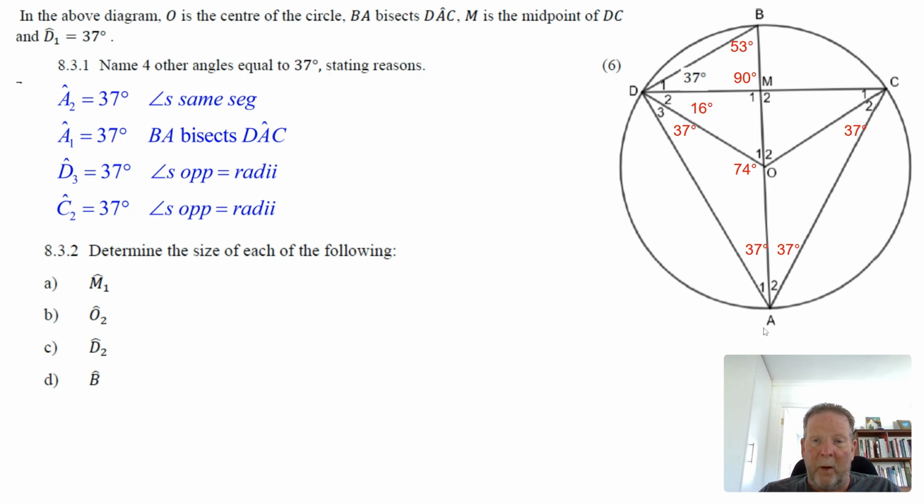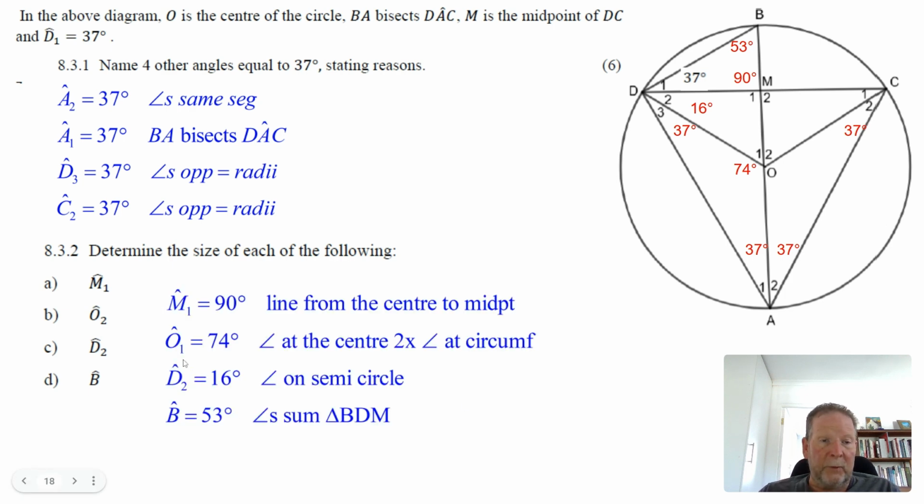Well, now these OA, OD, and OC, they are all radii, and angles opposite equal sides or radii must be equal. So that's why D3 is 37 degrees, and it's also why C2 is 37 degrees. There, all done. Let's try the next one.